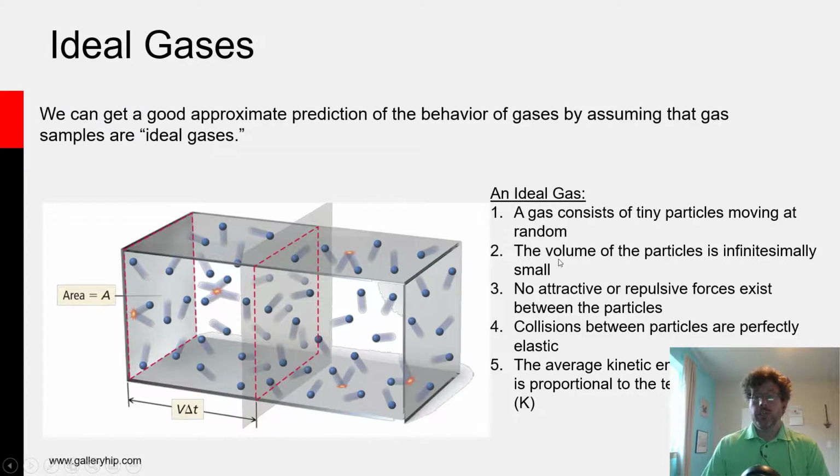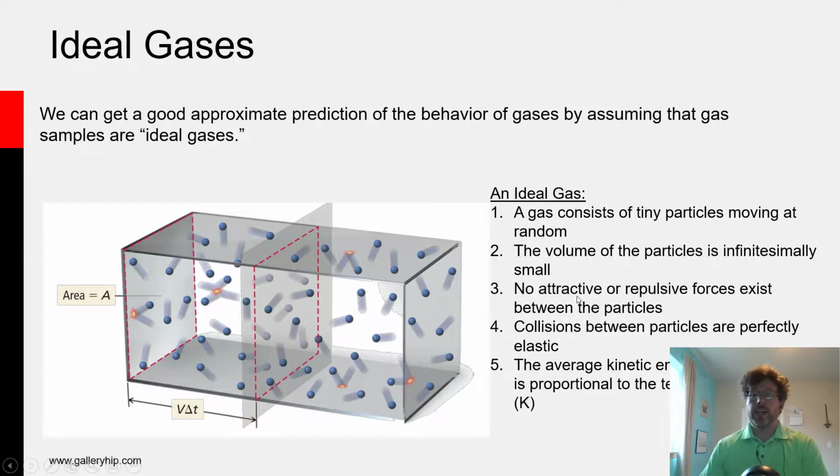Point number 2, we assume for an ideal gas that the volume of the particles is infinitesimally small. And infinitesimally is a mathematical word that doesn't just mean really small, but it means there's a mathematical approximation where inside the gas sample, we can assume that the volume of the gas particles themselves is essentially zero compared to the volume of space that the whole sample occupies. So what we're saying is, for an ideal gas, we assume that the volume of the gas sample that's actually occupied by the particles is so small compared to the volume of their container that we can treat that volume as if it were zero. And that's an important simplifying assumption.